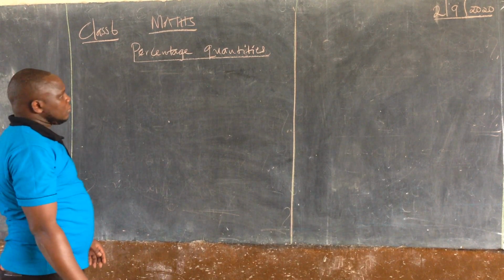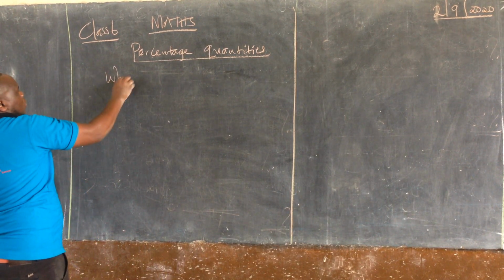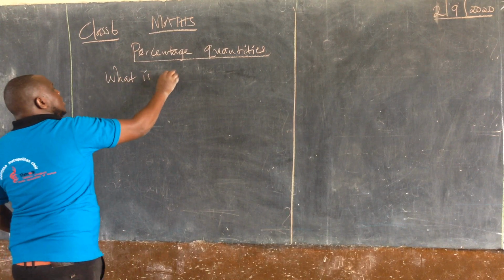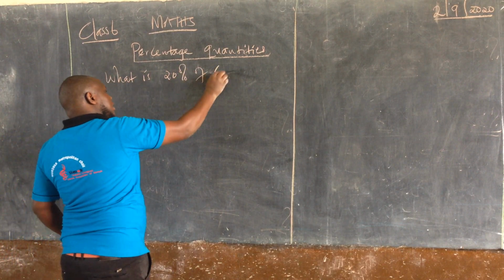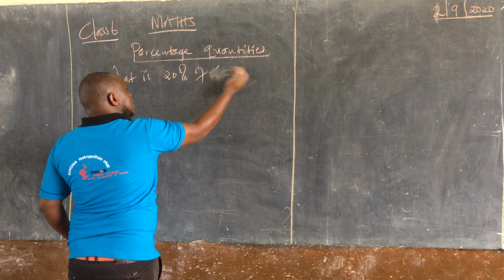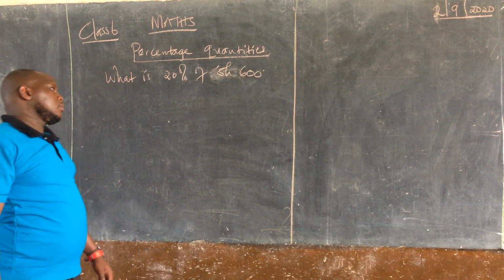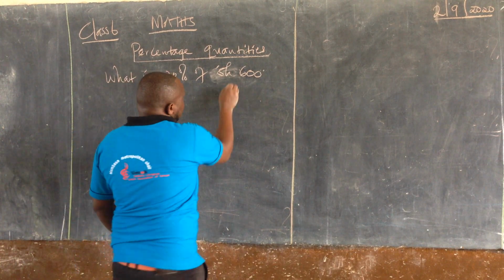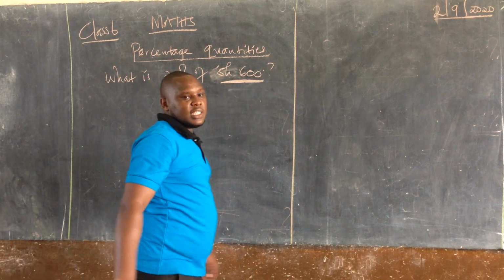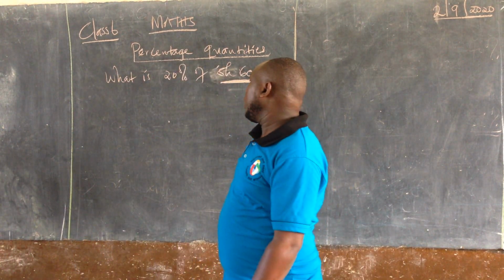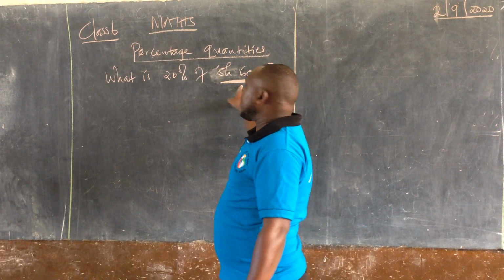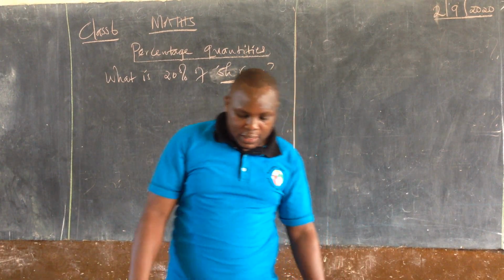that what is 20% of 600 shillings. Remember, that is a question. So the 600 shillings becomes the quantity in our case here. And so you're required to get 20% of this number. And so it's very easy.